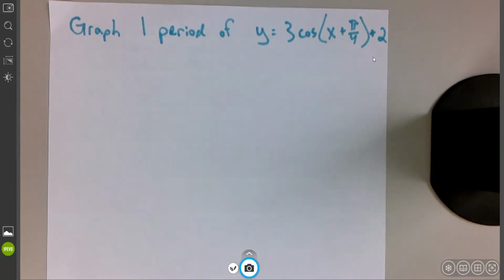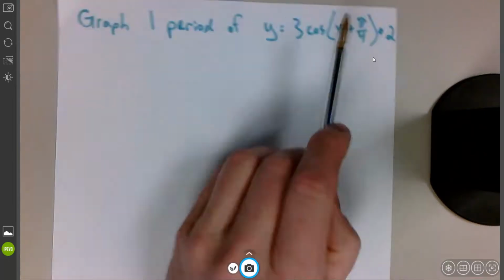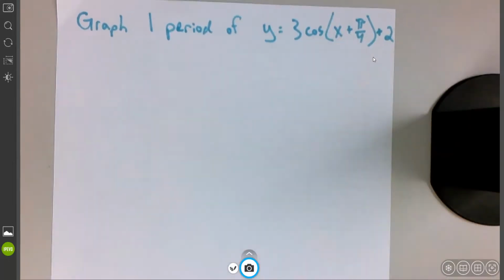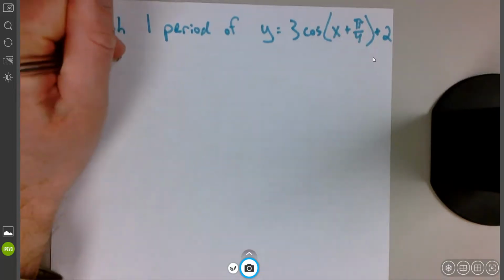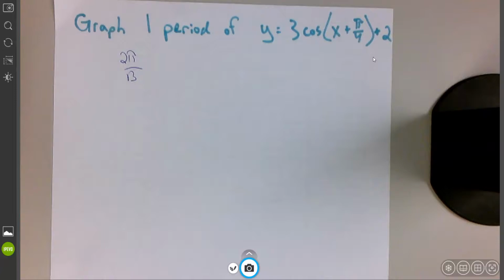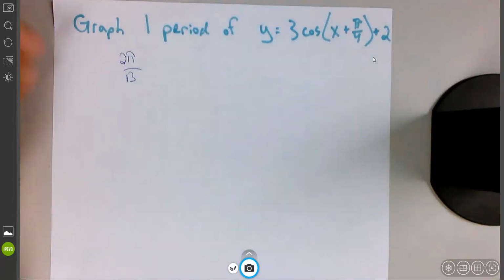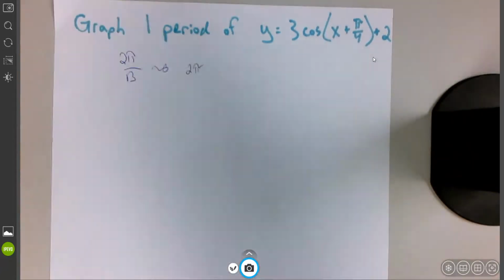Okay, we're back. I don't know if you hit pause. I hope you did, but let's go with it. So I want to graph one period of 3 cosine of (x plus pi over 4) plus 2. I recognize a phase shift, so I'm going to have to adjust my x values. Well, what x values are we talking about? Okay, I got to find the period first. The period is 2 pi over b. b is 1, so 2 pi over 1 is 2 pi.